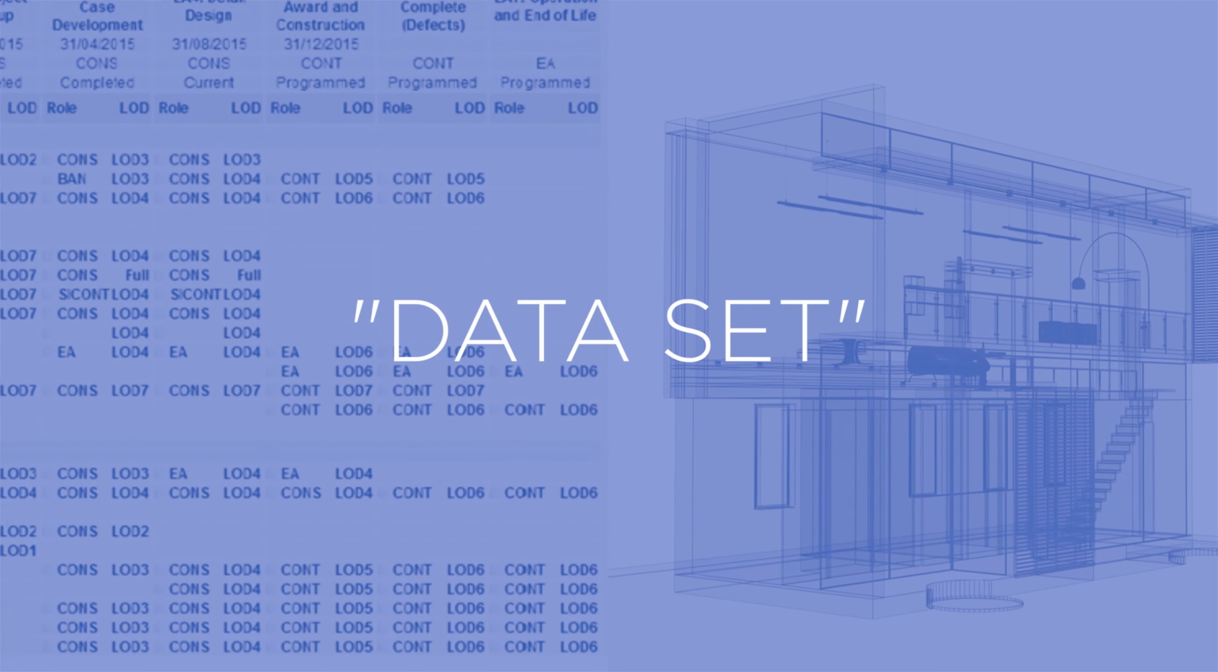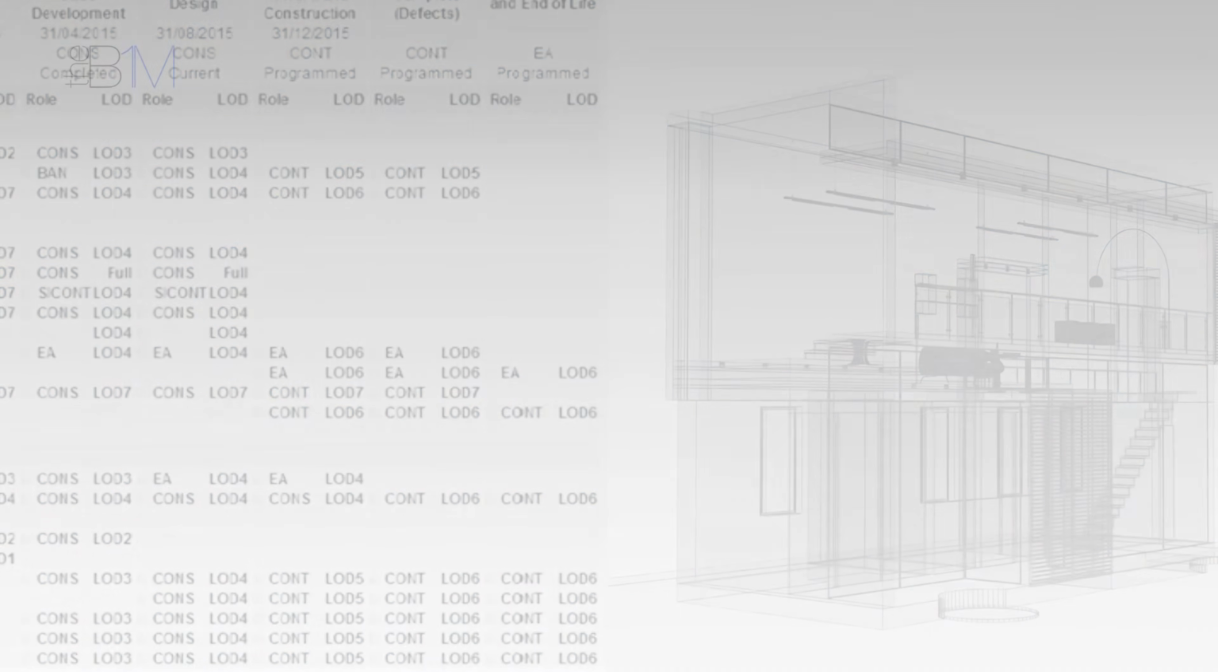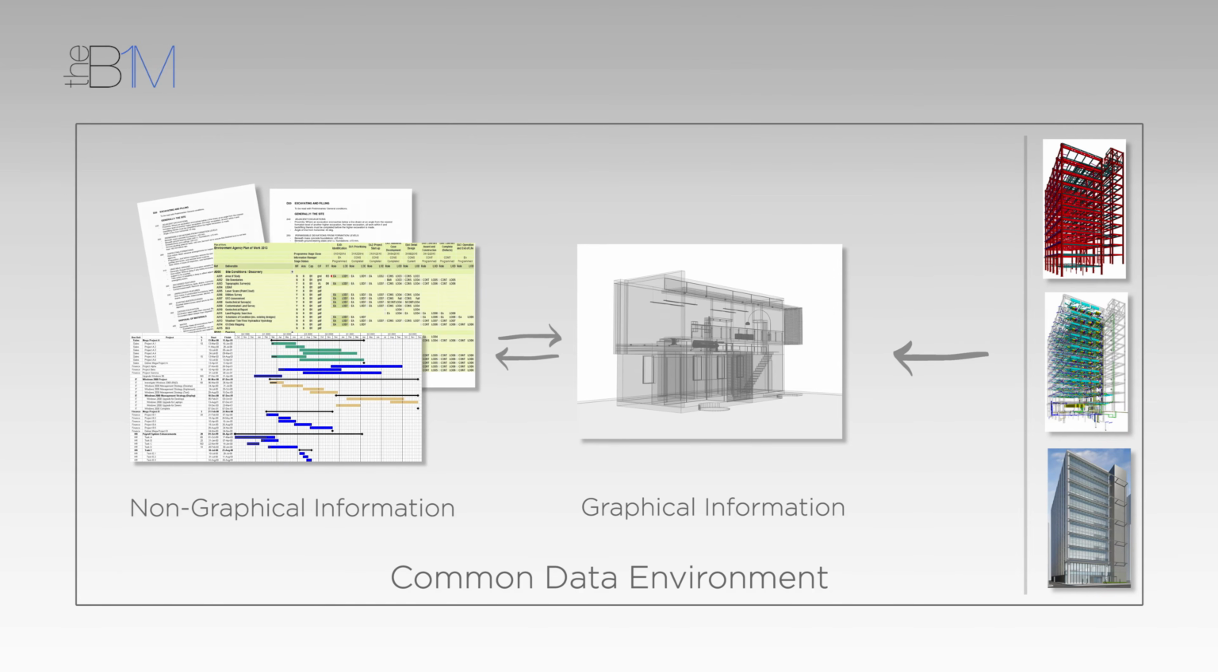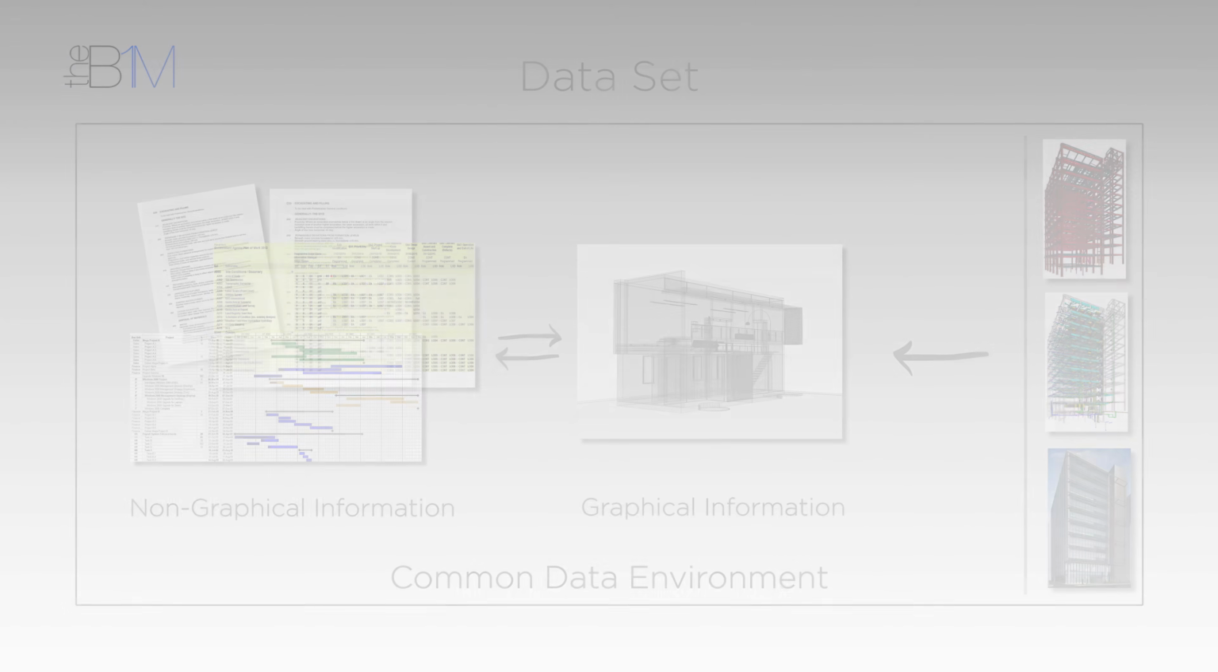Next up is dataset. And this is reasonably straightforward as it is another term for the information model we've just described. The model formed of graphical and non-graphical information in its entirety is known as a dataset. It will build in richness as more information and details are added over a building's lifespan.